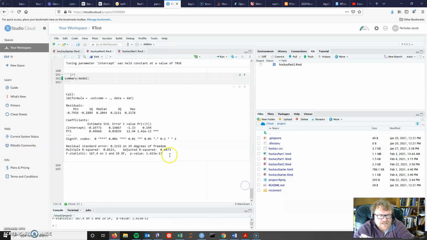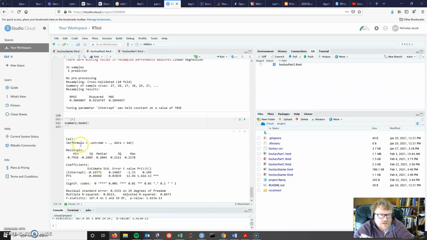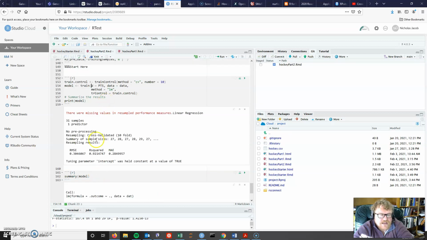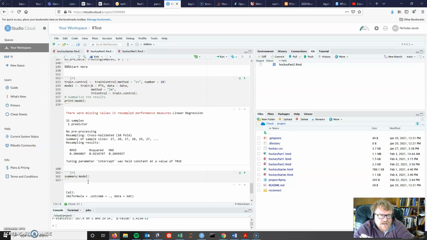I can also run a summary on the model. The summary is nice because it gives me these estimates based on this kFold cross-validation. That's a cool way to do it. Again, we see about a half a point per win, so you get 2 points for a win. We see this intercept, it's been pretty consistent. We actually don't see the intercept being statistically significant, which still makes sense. So there you go.